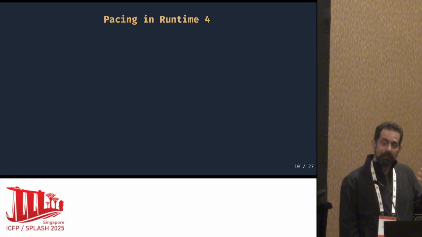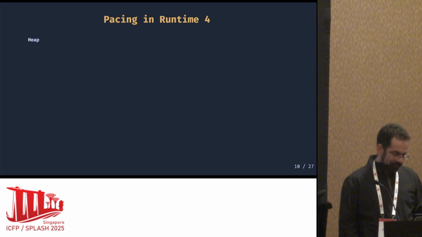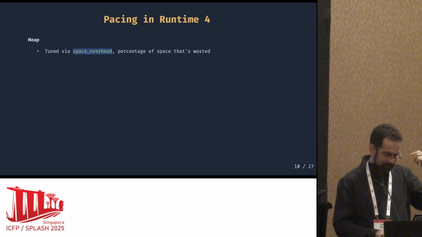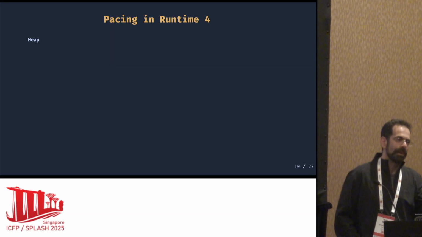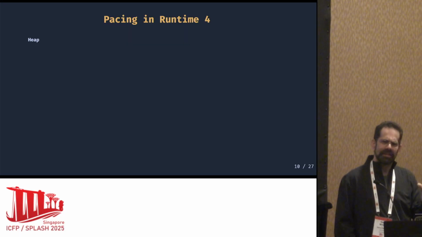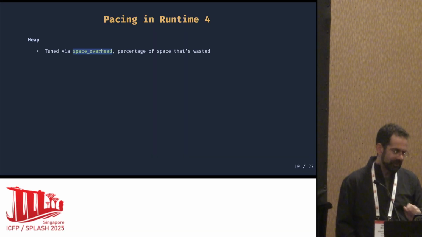So let's talk about pacing and how it worked in runtime 4 and then how it works in runtime 5. On this, there's two kinds of memory we're going to talk about. There's memory allocated on the ordinary garbage collected heap, and then it turns out we sometimes care about off-heap memory. So we'll talk about both of those. The approaches are pretty different.